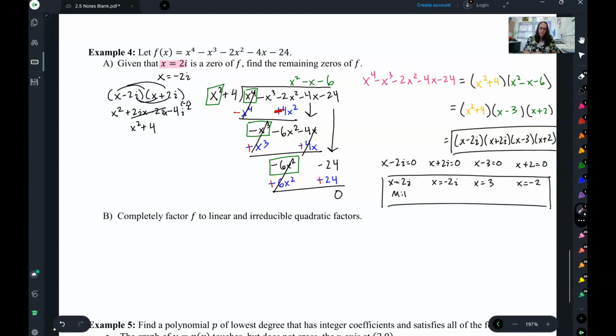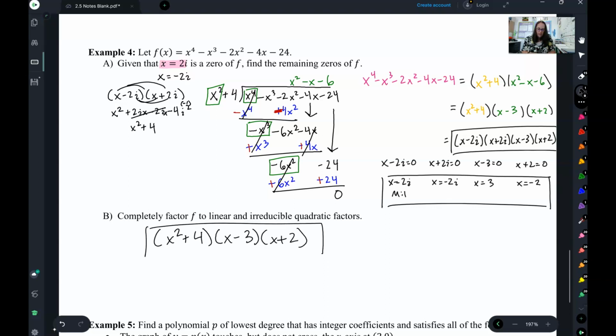So this was a degree 4, and I have 4 answers. There's all your zeros. And of course part B, factor f into linear and irreducible quadratics. That would be this step right here, just before we went down to our imaginary level. So that's x squared plus 4, there's my irreducible quadratic, and x minus 3 and x plus 2. That is factored with my irreducible quadratic.